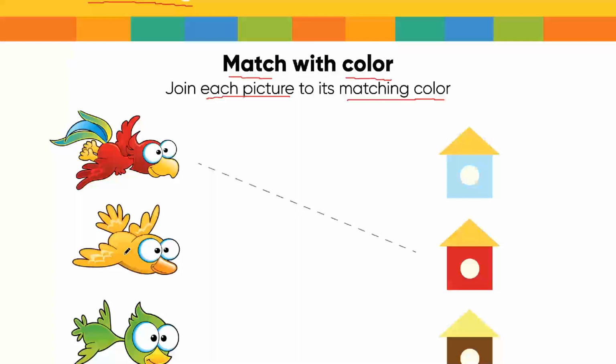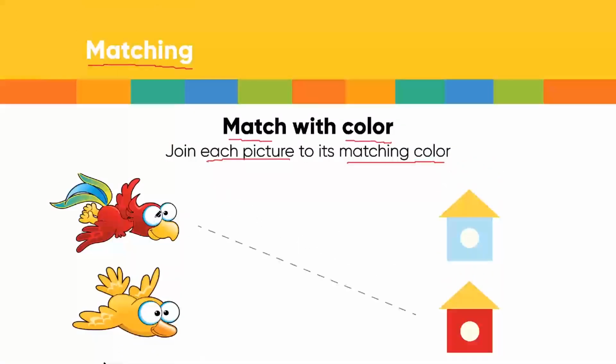Now, what we have to do, we have to match the birds and the bird's nest in which both have the same color. Let me give you an example first. You can see very clearly that this bird, which is red in color, is matched with this bird's nest that is also red in color. Now, both have the same color. That is why this bird is matched with this nest.